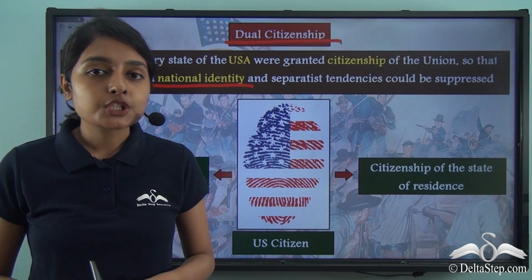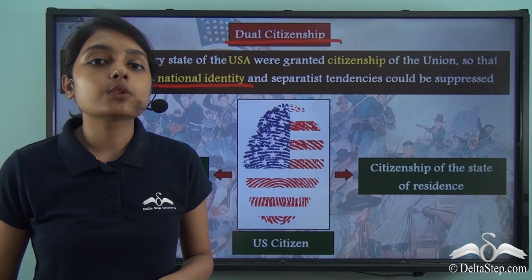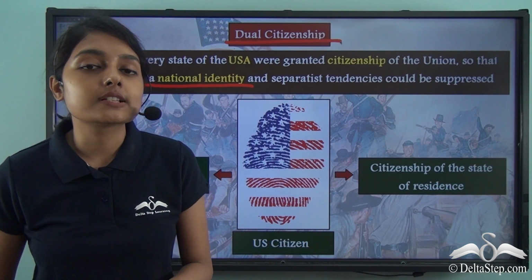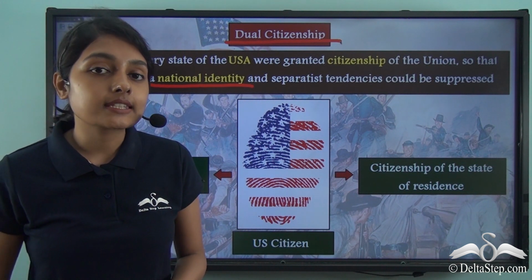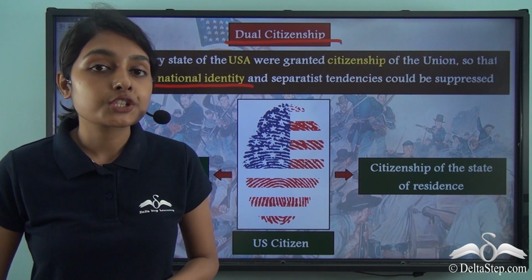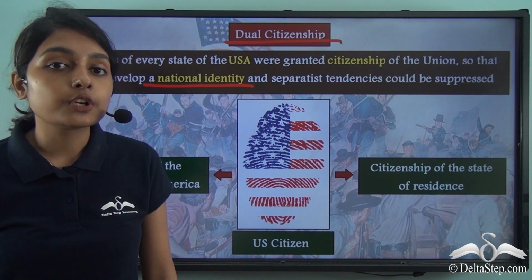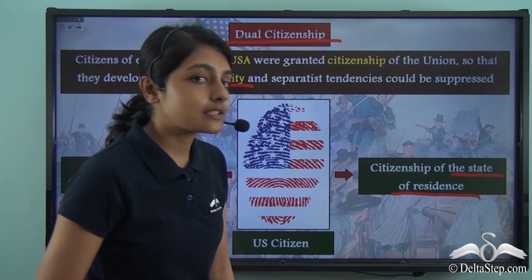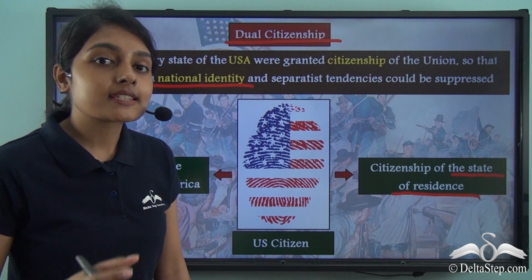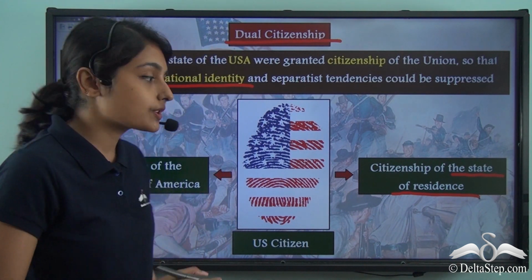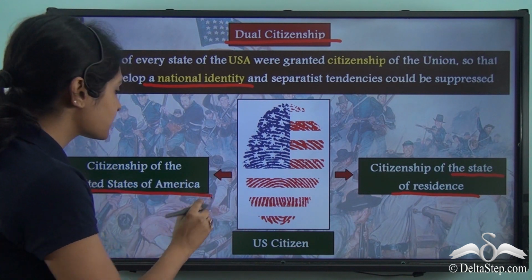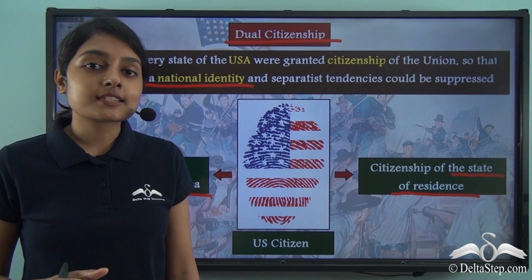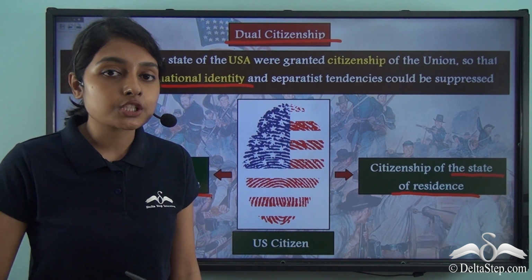In dual citizenship, people of a country get to enjoy citizenship at two levels, that is at the level of the state and then at the level of the nation itself. So people were now citizens of the state of their residence, that is the state they belonged to, and simultaneously they were also the citizens of the United States of America. So this explains the concept of dual citizenship.